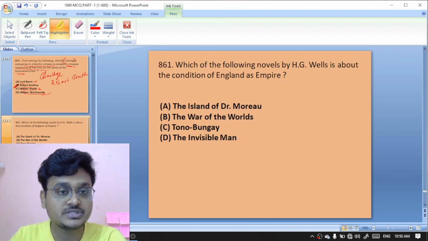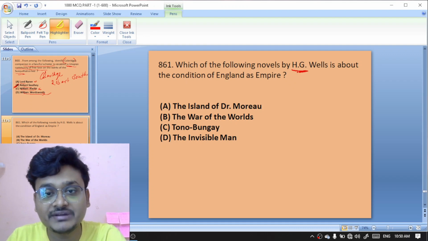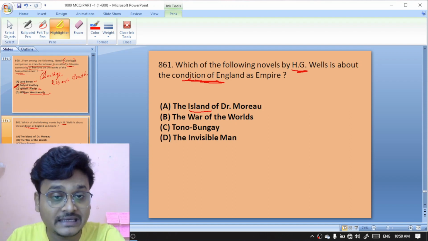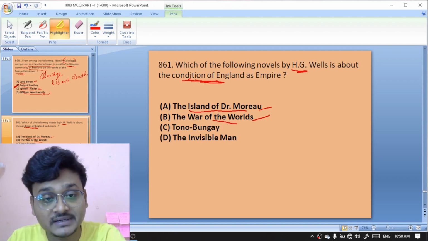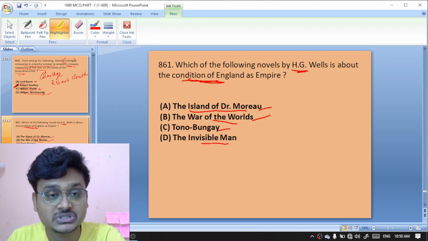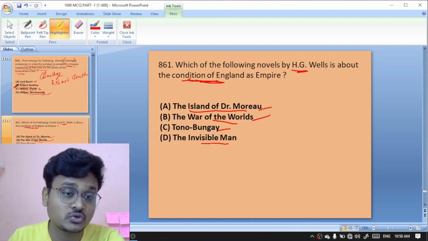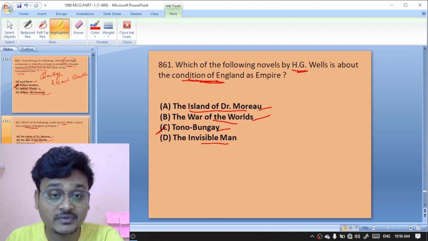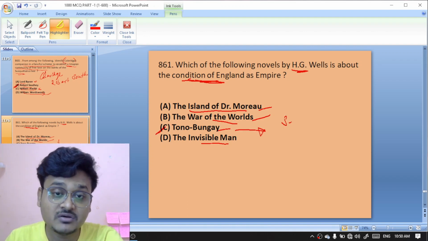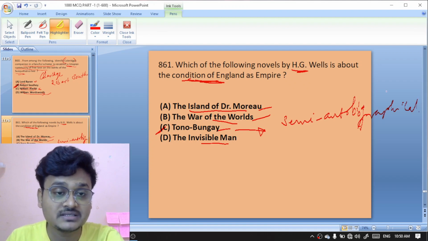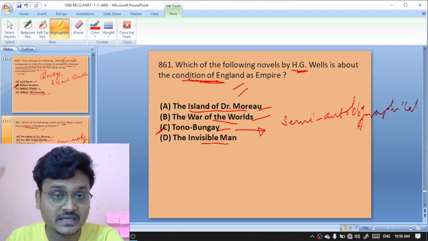So, next question. Which of the following novels by H.G. Wells is about the condition of England as empire? The Island of Dr. Moreau, The War of the Worlds, Tono-Bungay, The Invisible Man. It is Tono-Bungay, a semi-autobiographical novel by H.G. Wells. Tono-Bungay is about the condition of England as empire.